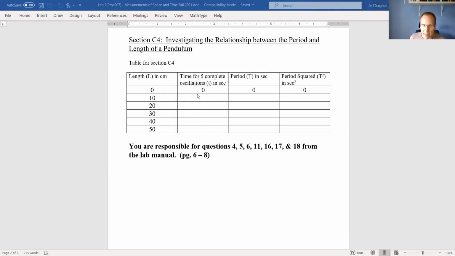But the pendulum is going to be adjusted for these lengths, right? So 0 is already in the table here. Everything basically is going to be 0. Then 10 centimeters, 20 centimeters, 30, 40, and 50. And the data that we want to collect is the time for 5 oscillations of that pendulum. So we want to fill in this column right here of the table. It's the time for 5 oscillations. Okay, so let me show you how you do that using the simulation.